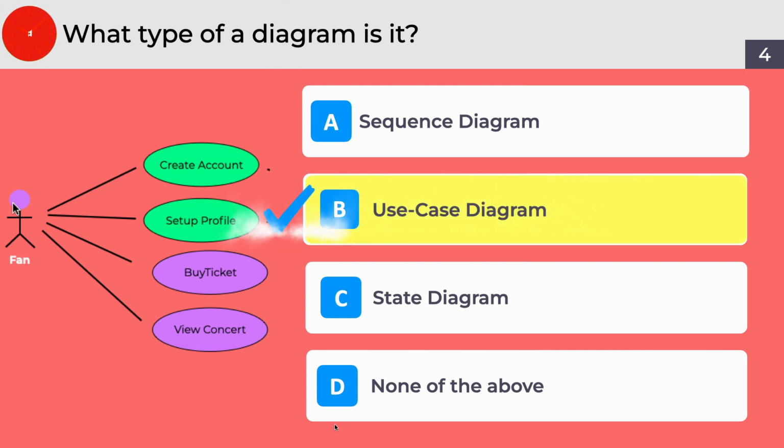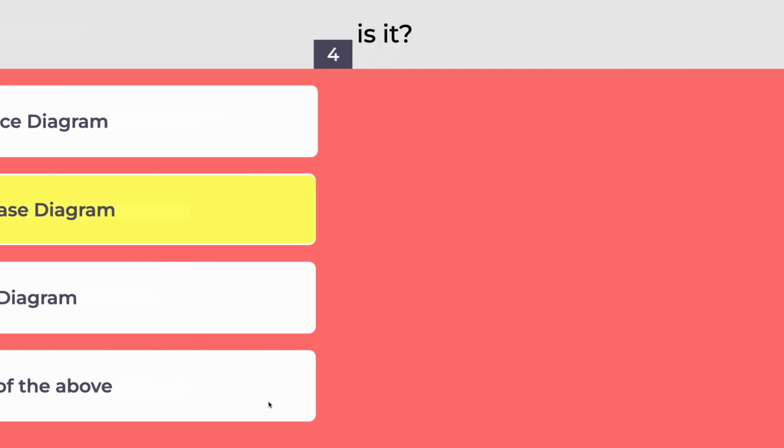And the correct answer is B, use case diagram. This, I think, to me was very obvious. If you look at the diagram, it's not a sequence diagram because we don't have the objects and the messages or the arrows that go from one object to the other. It's not a state diagram because we don't see transitions of some state from the initial to the end state. All we see is an actor, and it looks like the actor is performing the use cases, which is a classic example of a use case diagram. Let's move on to the next question.